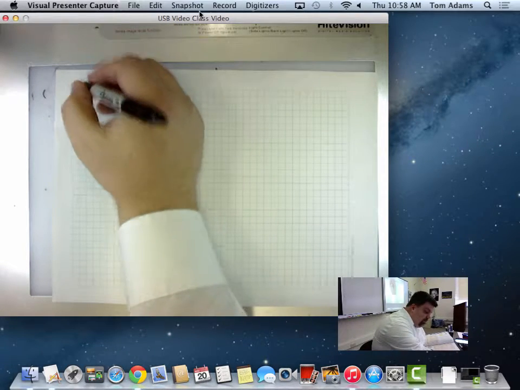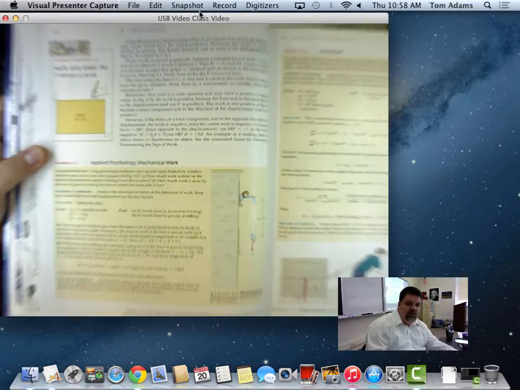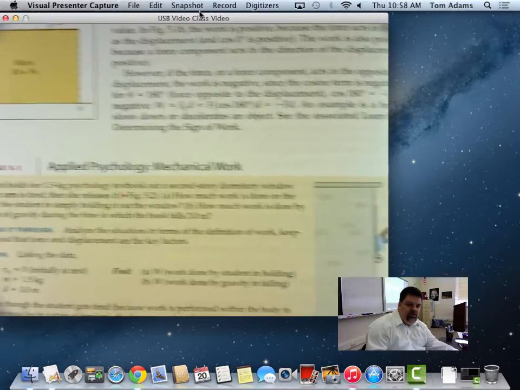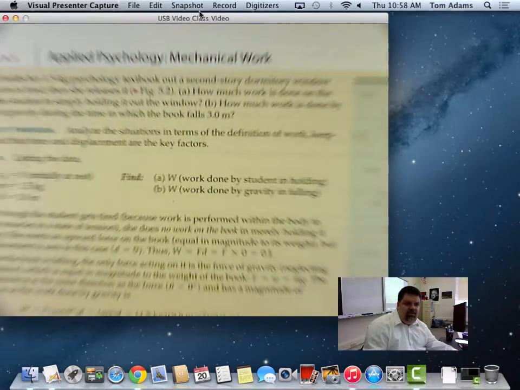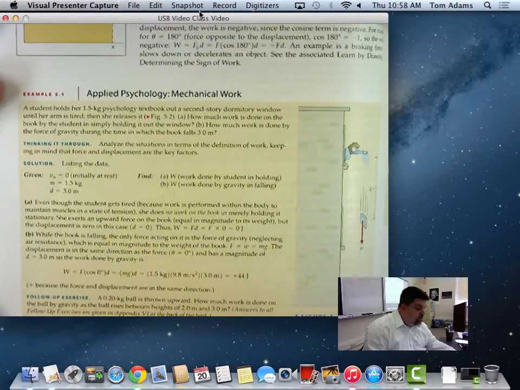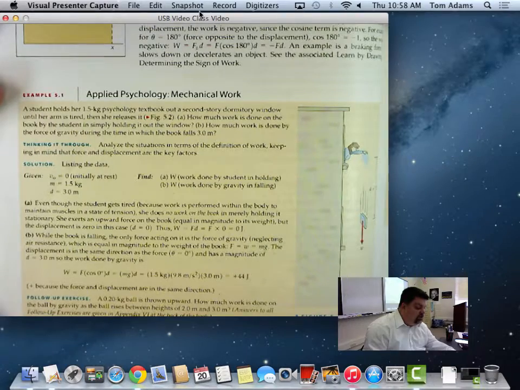This is an example from 5.1, example 5.1 out of your textbook. Let me just read what the textbook says. Maybe I'll just put it on the screen and we can read it together out of the book. What we have here is a student holds her 1.5 kilogram psychology textbook out the second story dorm window until her arm is tired.